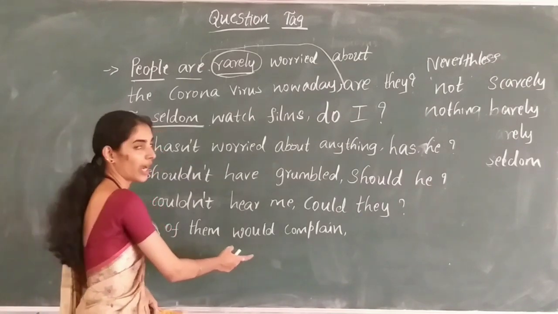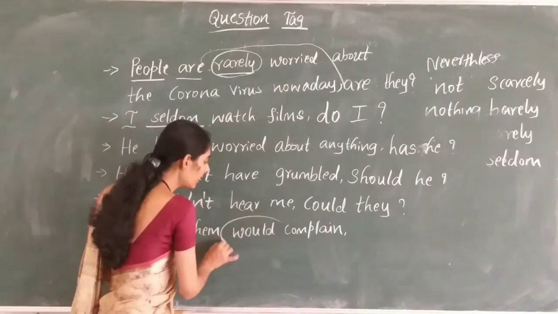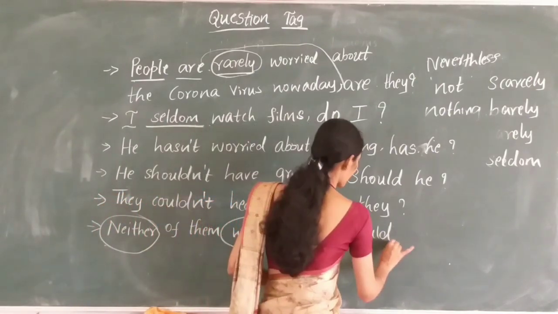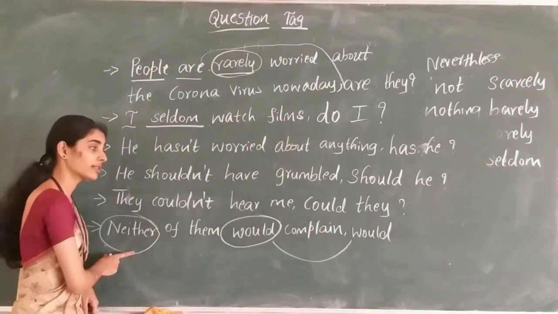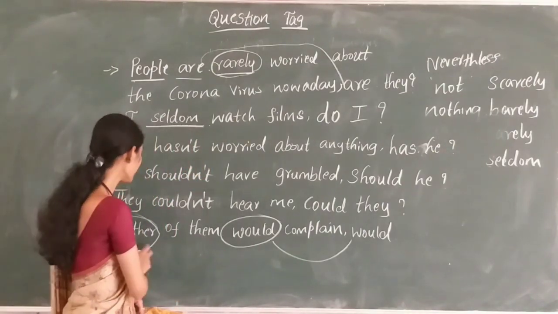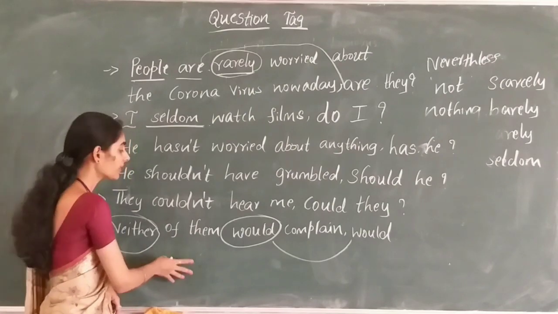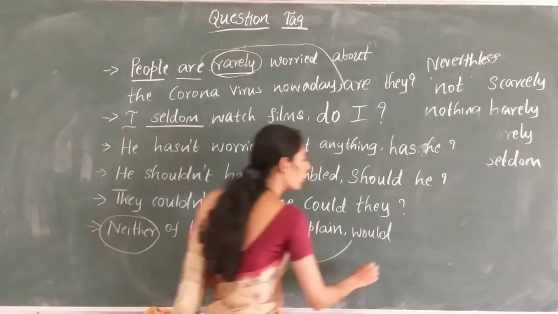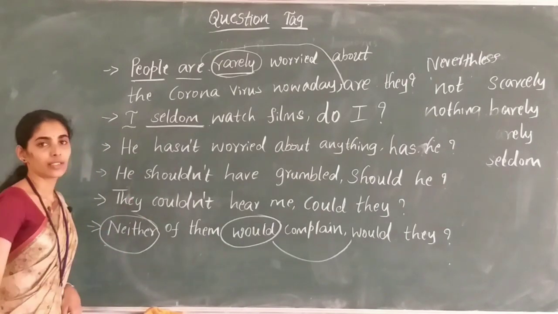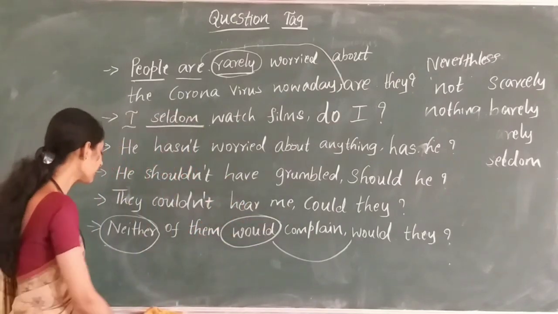Do you find any modal or helping verb here? Yes. Would is a modal verb. So you have to write the same modal verb here, would. You cannot make it wouldn't. Why? Because the statement is already a negative statement. Now, which is the pronoun here? That is neither of them. Them is plural. So the personal pronoun for that is they. So it becomes would they. Would they. So this is how the sentences will appear even in the examination, and this is how you need to frame question tags for all these sentences.